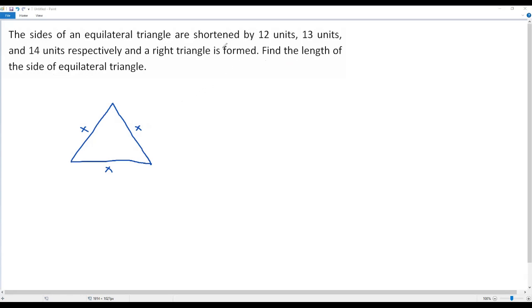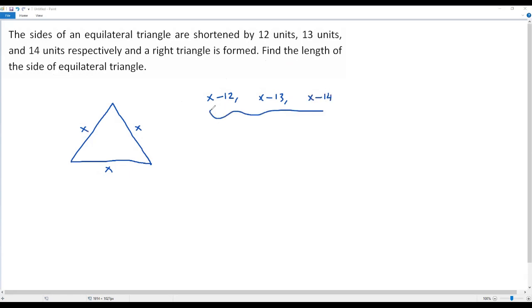And now let's consider the other information, that is the sides of an equilateral triangle are shortened by 12 units, 13 units and 14 units. Let me take this as the first side of the equilateral triangle. When this is shortened by 12 units, then the new length will be x minus 12. Now let's consider this is the second side. When this is shortened by 13 units, the new length is x minus 13. When I shorten the third side by 14 units, the new length will be x minus 14.